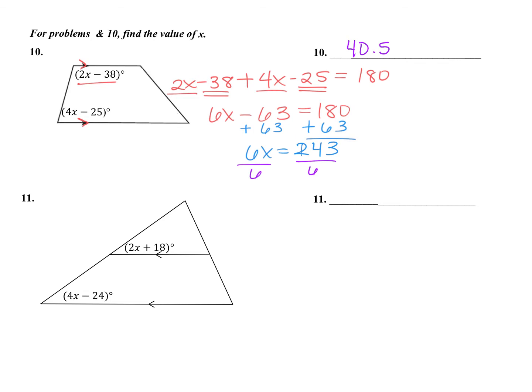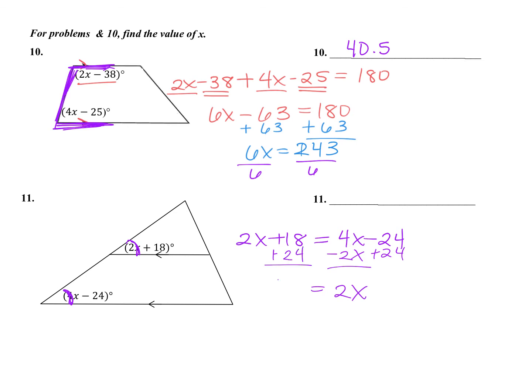Questions on that? So same side interiors, right? Be careful with those. They are supplementary. Look for the same side interiors. What kind are number 11? Corresponding. And what do you know about correspondings? They're congruent. These two angles are congruent. So you're going to take those measures, 2x plus 18 and 4x minus 24, and set them equal. Okay, so simplify, take away 2x. You're left with a 2x. Add the 24. You have 42, and then divide by 2. So x is 21.